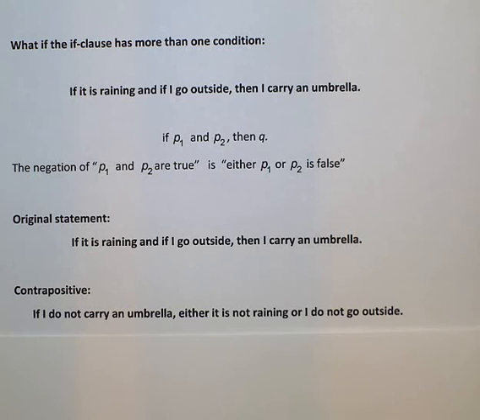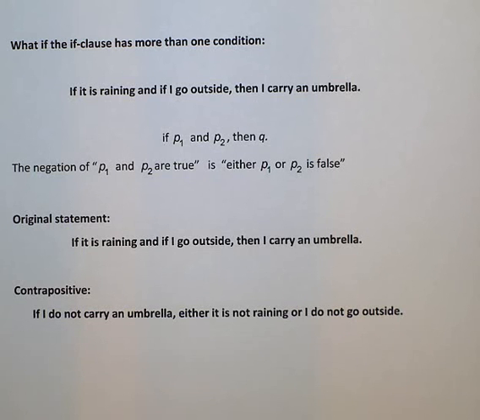So the contrapositive of the above true statement is also a true statement. The original is, if it is raining and if I go outside, then I carry an umbrella. Its contrapositive is, if I do not carry an umbrella, then either it is not raining or I do not go outside.